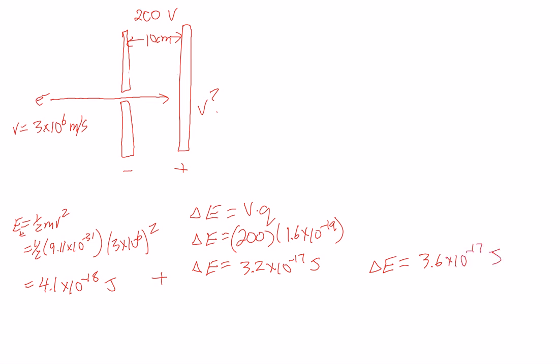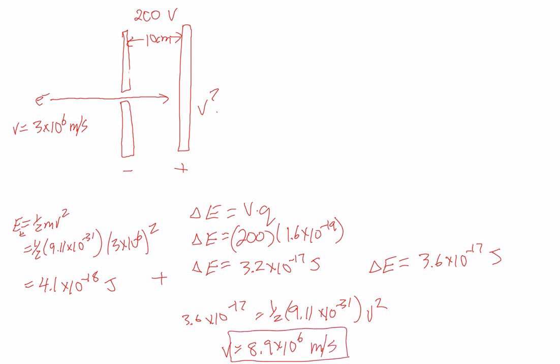So now that we know what its energy is when it finally hits that plate, we can actually calculate its final speed. So we can just do our 1/2 mv squared again, but in reverse. So we'd have 3.6 times 10 to the negative 17 equals 1/2 times our mass, once again, times v squared, and solve it for v. So if we take our energy, divide it by 1/2 times 9.11 times 10 to the negative 31, and then square root that answer, we get an answer of 8.9 times 10 to the 6.